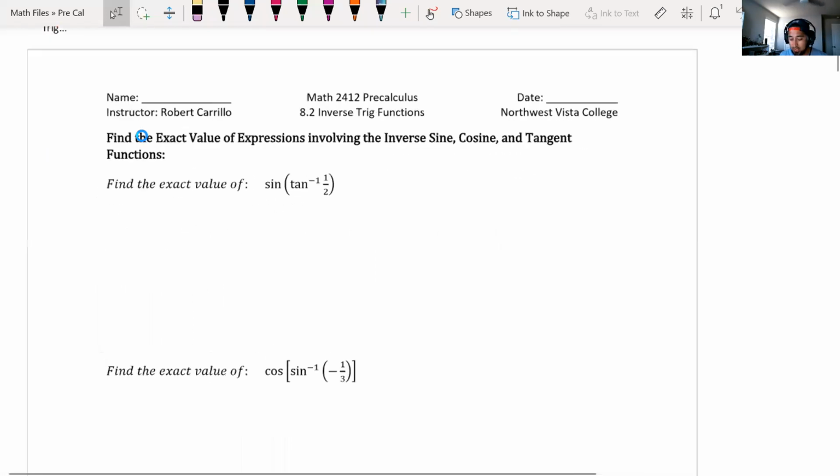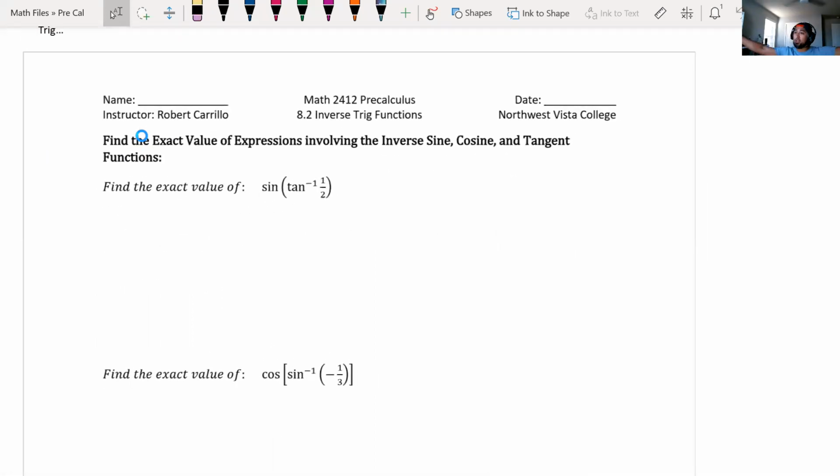All right. Today we have more inverse trig functions, the remaining three. We learned the inverse trig of sine, cosine, and tangent. So we'll learn cosecant, secant, and cotangent today. But first, let's start with some fun problems. So here we have find the exact value of sine of the inverse tangent of 1/2.